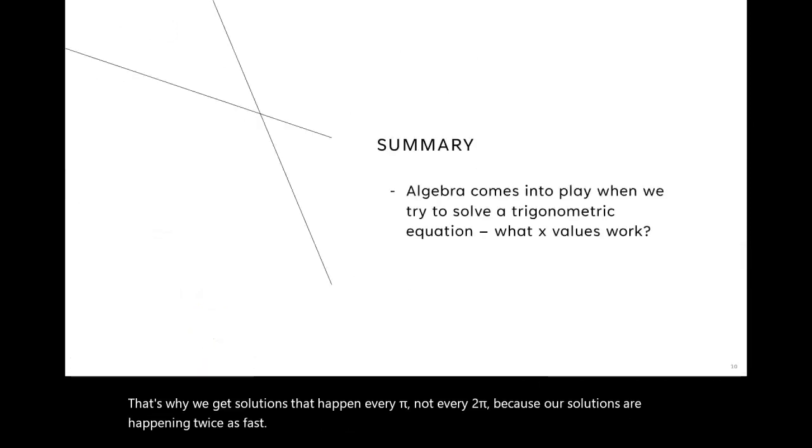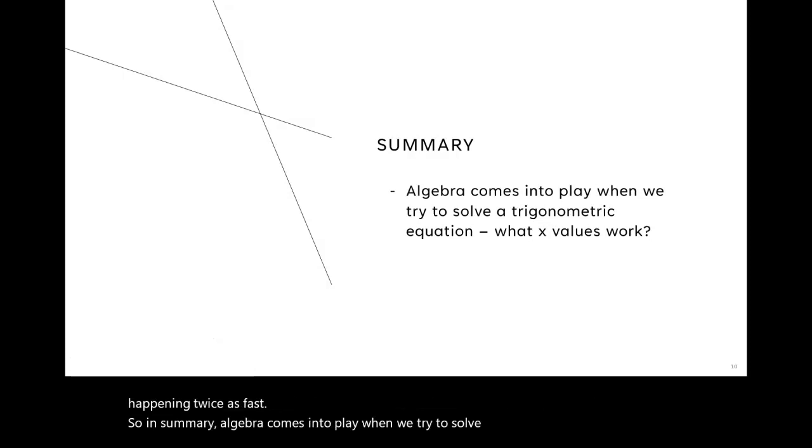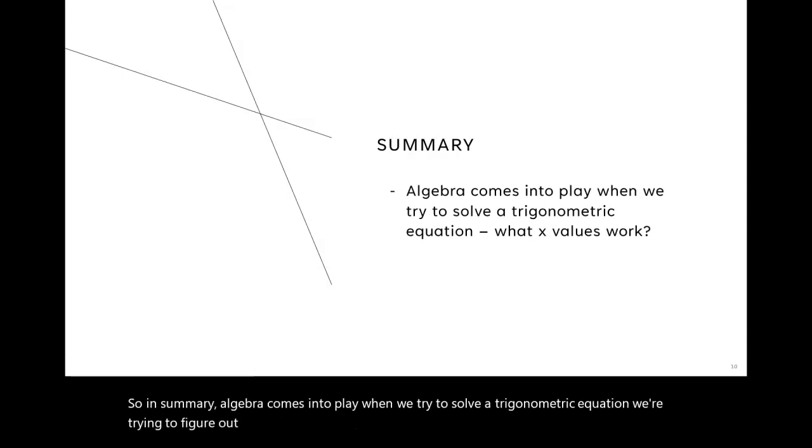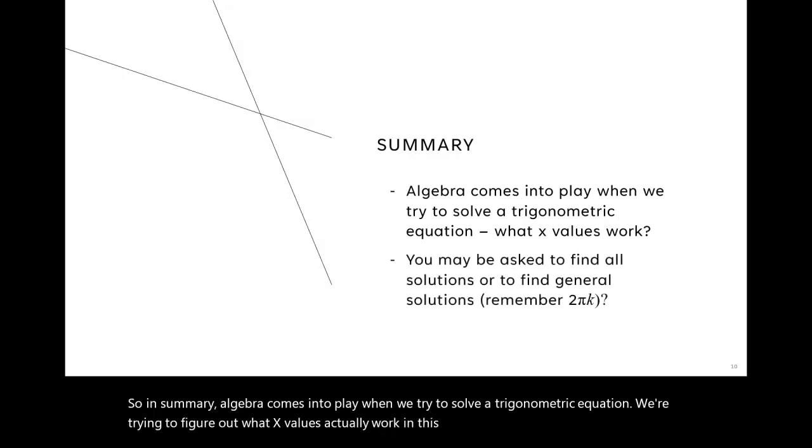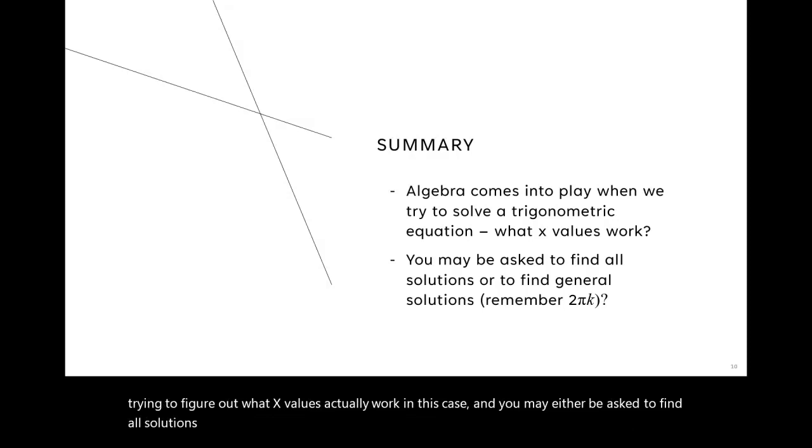So in summary, algebra comes into play when we try to solve a trigonometric equation. We're trying to figure out what x values actually work in this case. And you may either be asked to find all solutions or, on a particular interval, so 0 to 2 pi typically, or to find general solutions. That's where that 2 pi k comes in.